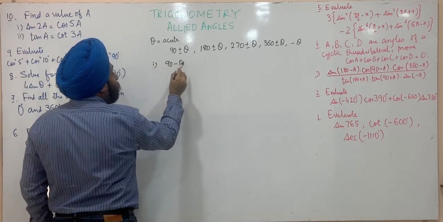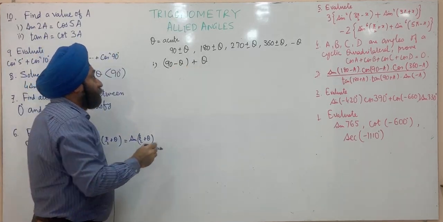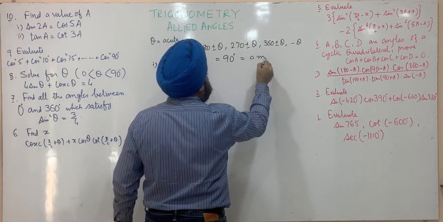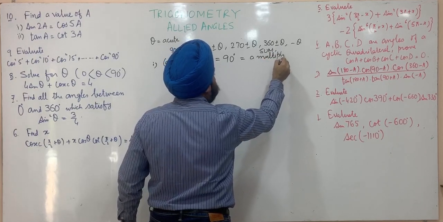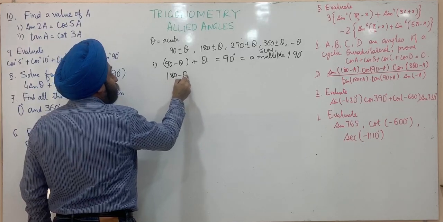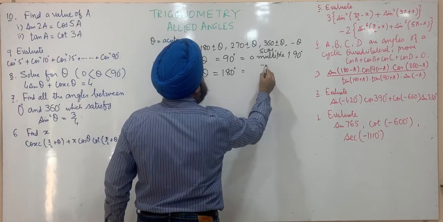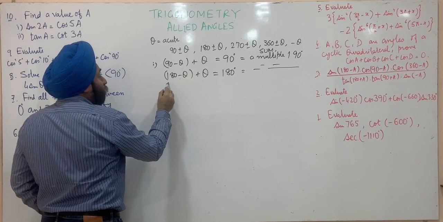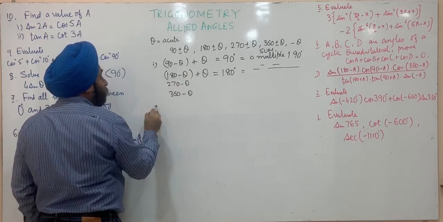Let's say we have 90 minus theta. 90 minus theta and theta, sum of these is 90 degrees. We can say the sum is a multiple of 90 degrees. 180 minus theta and theta, this sum is 180 degrees. So, sum is a multiple of 90 degrees. Ditto for 270 minus theta, 360 minus theta.